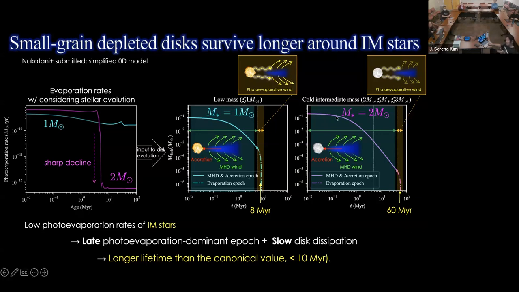For intermediate mass stars, the MHD disk wind dominant epoch extends toward later ages, and the switching point from the MHD wind dominant epoch to the photoevaporation dominant epoch comes in a very late phase. So in short, thanks to the reduction of photoevaporation rates around intermediate mass stars, the primordial disk can survive for longer than 10 million years.